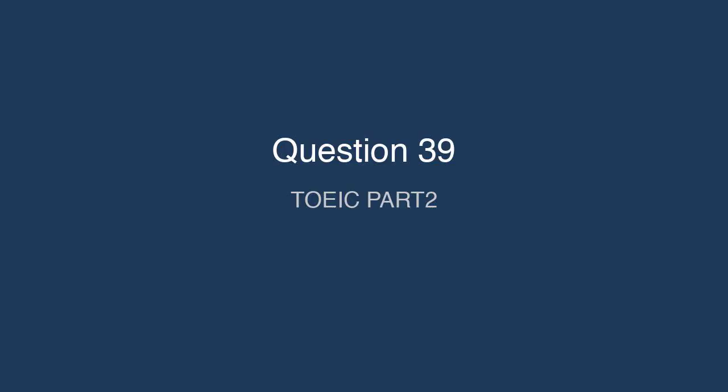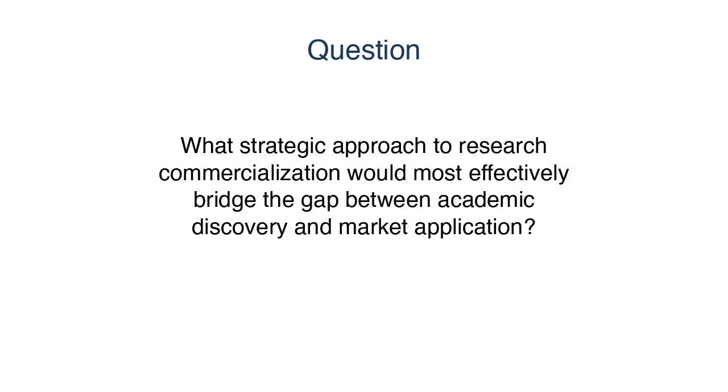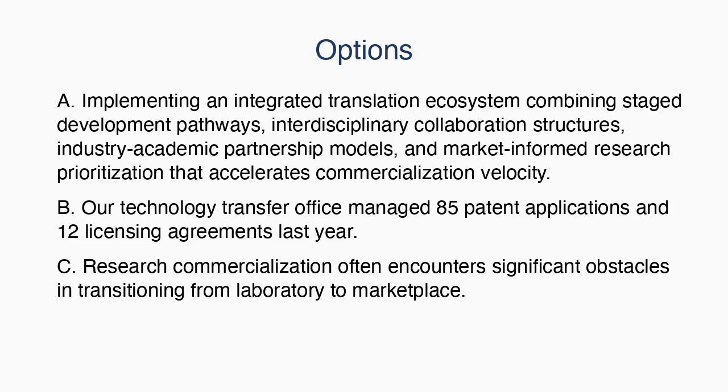Question 39. What strategic approach to research commercialization would most effectively bridge the gap between academic discovery and market application? Here are your options. A. Implementing an integrated translation ecosystem combining staged development pathways, interdisciplinary collaboration structures, industry-academic partnership models, and market-informed research prioritization that accelerates commercialization velocity. B. Our technology transfer office managed 85 patent applications and 12 licensing agreements last year. C. Research commercialization often encounters significant obstacles in transitioning from laboratory to marketplace.